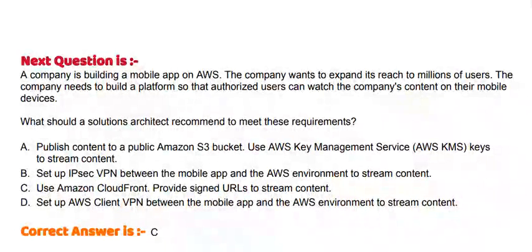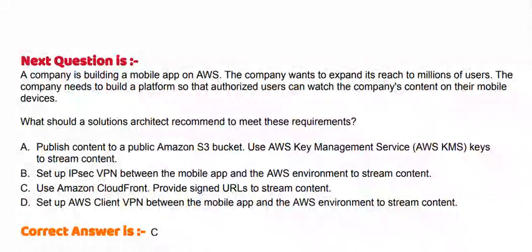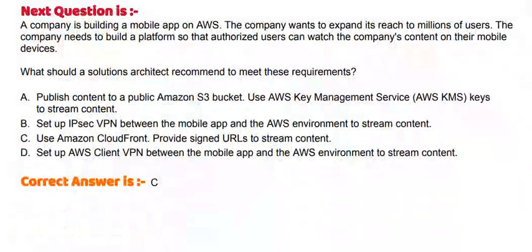Option A: publish content to a public Amazon S3 bucket. Use AWS Key Management Service keys to stream content. Option B: set up IPsec VPN between the mobile app and the AWS environment to stream content. Option C: use Amazon CloudFront. Provide signed URLs to stream content. And option D: set up AWS Client VPN between the mobile app and the AWS environment to stream content. And the correct answer is option C.